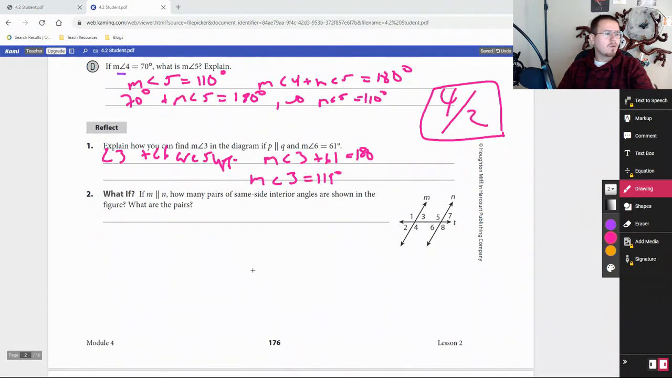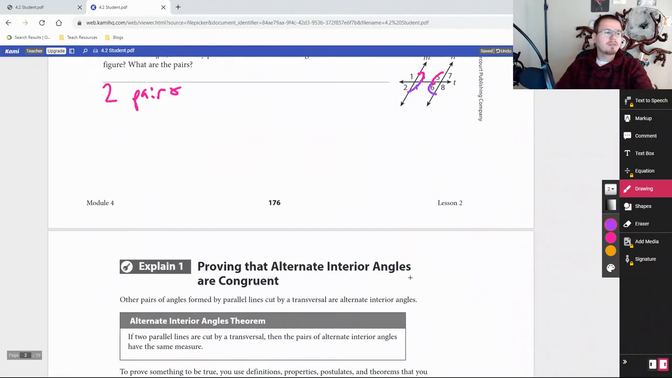So what if M is parallel to N? How many pairs of same side interior angles are shown in the figure? Well, there's 2 pairs. So we got 3 and 5, and we got 4 and 6. Bam, bam. Let's keep it rolling.